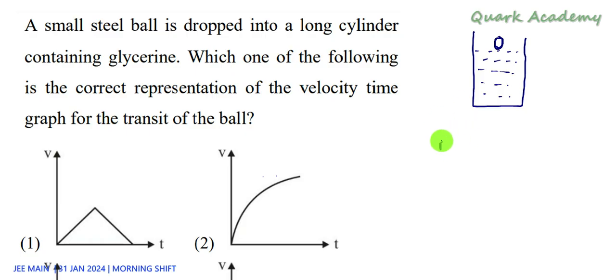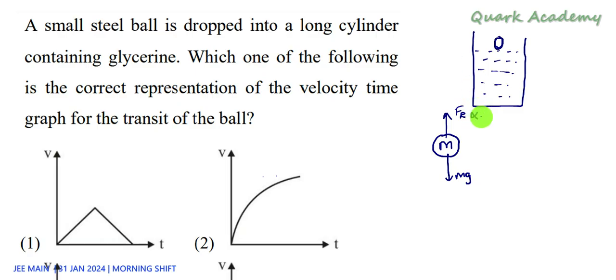Now let's figure out the free body diagram of the ball. Let's consider the mass of the ball is m. Gravitational force will act, and as it travels inside the glycerin, the glycerin is going to exert a resistive force, which is going to oppose the motion, and that will act opposite to the gravity direction.